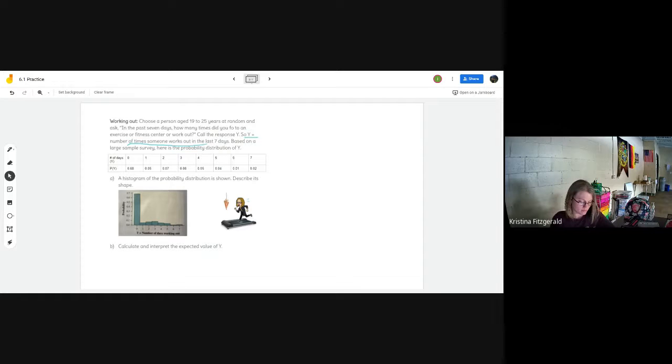Based on a large sample survey, here are our results. For part A, a histogram of the probability distribution is shown. This would definitely be a right skew because things are slanting down. Then we have a major peak here at 0. So most people in this distribution have worked out 0 days. That's where we're peaking.